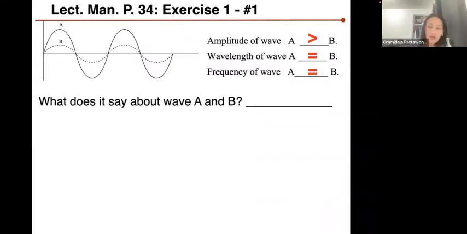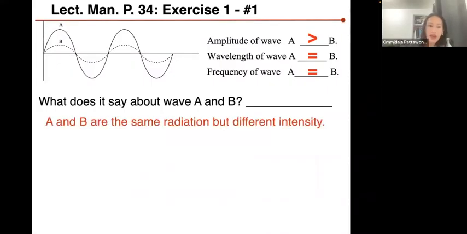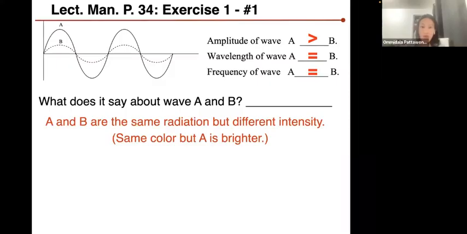What does it say about wave A and B then, right? So in this case, wave A and B are the same type of radiation, but different intensity. For example, if we're looking at visible light, right? So if we see their color, right, they are going to represent the same color, but A is going to be brighter than B. Okay, so how do you know what type of radiation that would be?